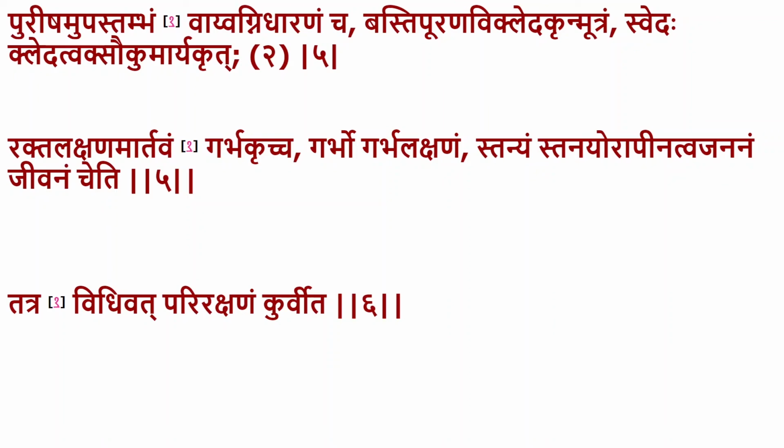These reproductive functions are there. They are the shukra dhatu. Artava is the garbhagrihe, the visible flow, and that mechanism which is one of the components, one of the parts of that. So anyway, and garbha, garbhalakshanam, garbha is also considered as upadhatu by Sushruta. And stanyam, stanayoho, apinatva jananam, jivanam cheti. Stanya also is upadhatu as such, which is helping in maintenance of the progeny. Tatra vidhivat parilakshanam kurvita, they need to be protected.